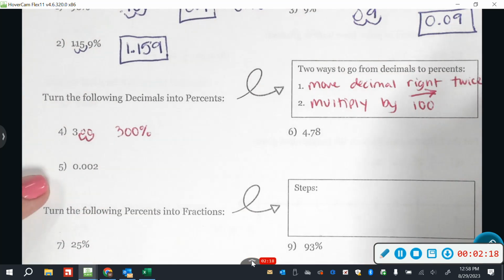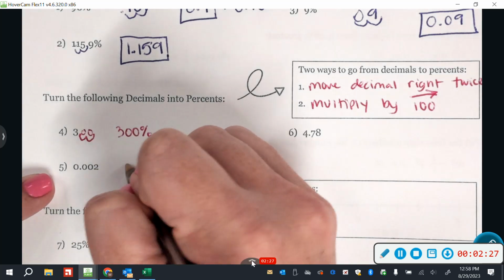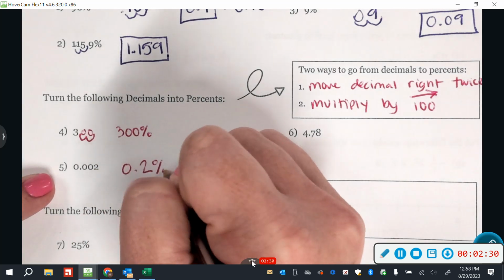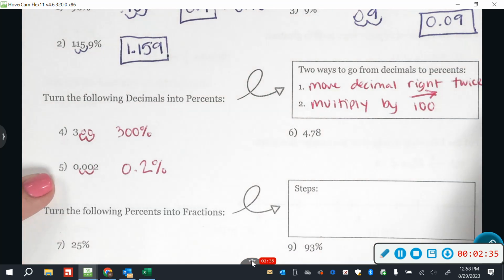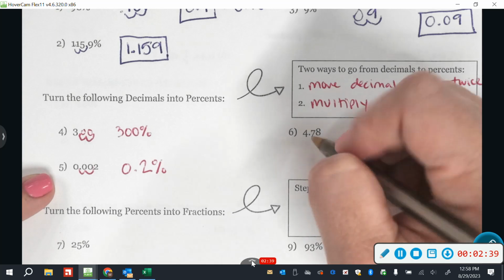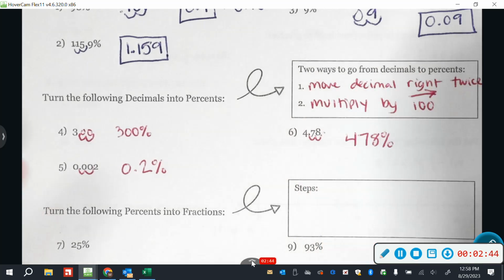What does this one become? Which one? Number 5. So it's 0.2, so 0.2%, because when we move it twice, it's still in front of the 2. And what about this one? 478. Because we move it twice and we get 478%. Perfect. Any questions with that? Simple.